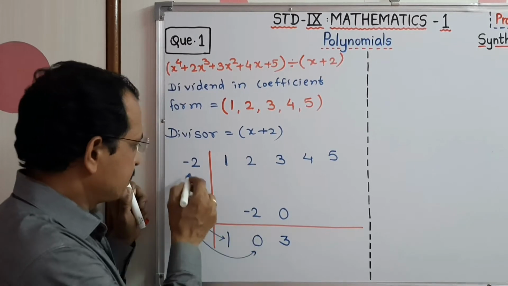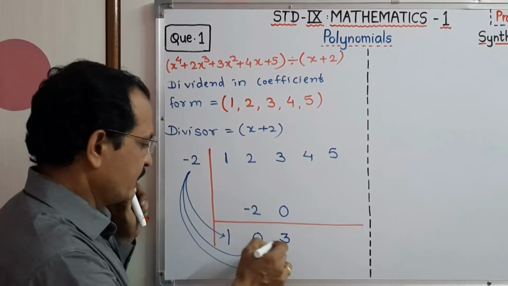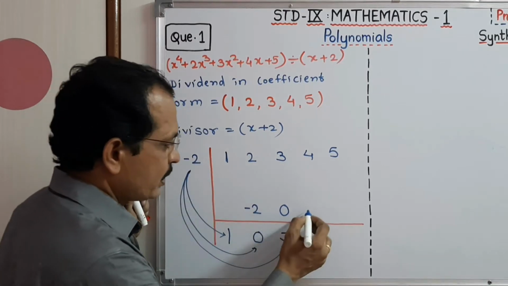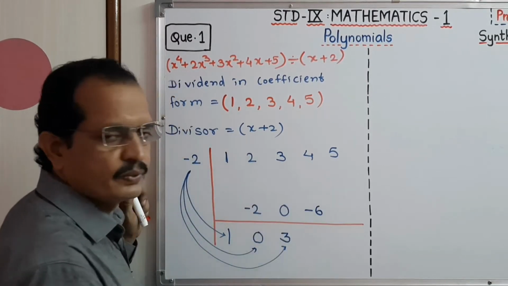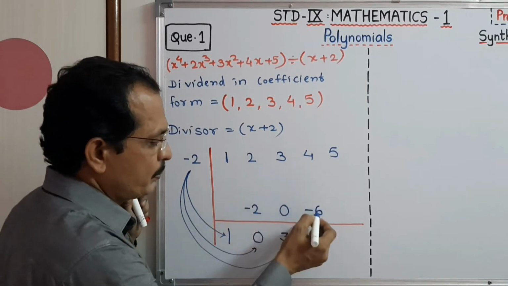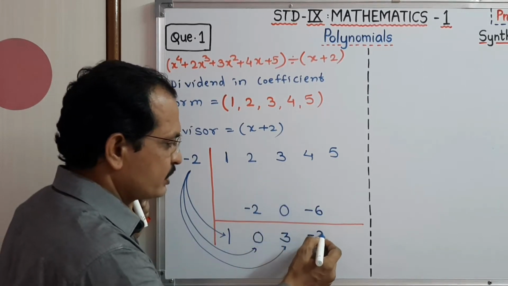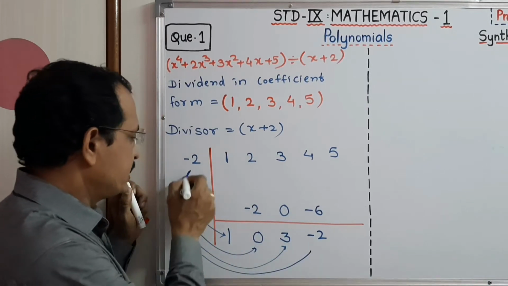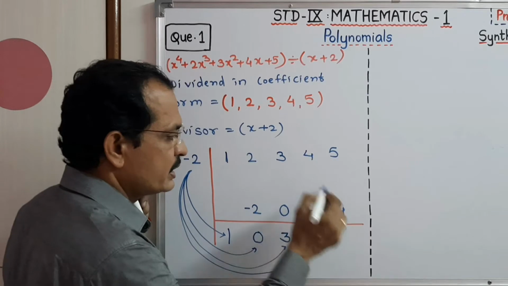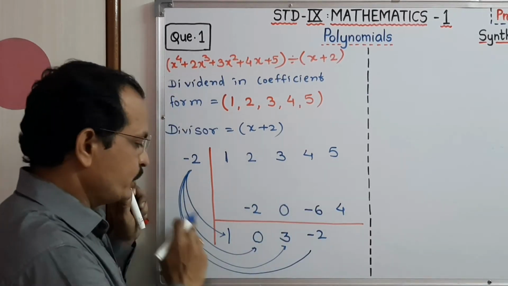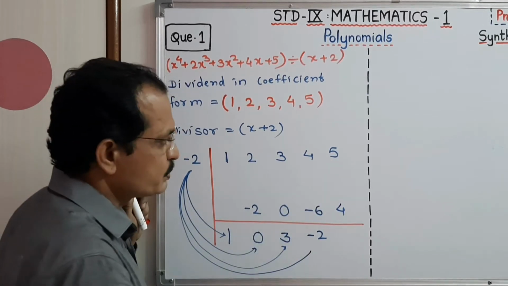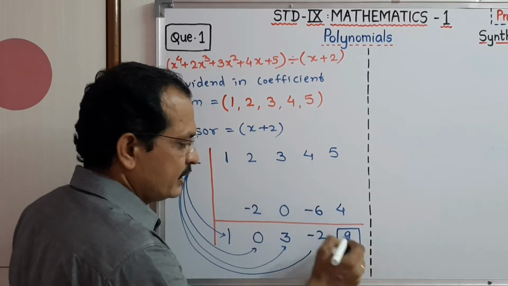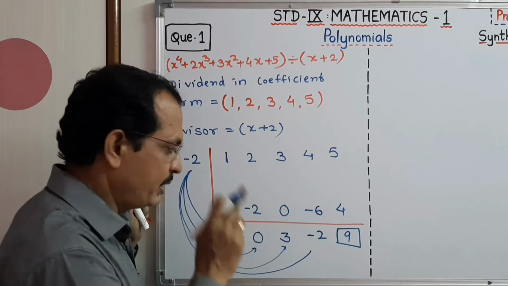Now multiply this minus 2 with this 3. 3 twos are 6, with minus 2, therefore it is minus 6. Now see here, 4 minus 6, it is minus 2. And this minus 2 into this minus 2, dear student, it is plus 4. Minus 2 into minus 2 is plus 4, and 5 plus 4, here it is 9. This 9 is our remainder.